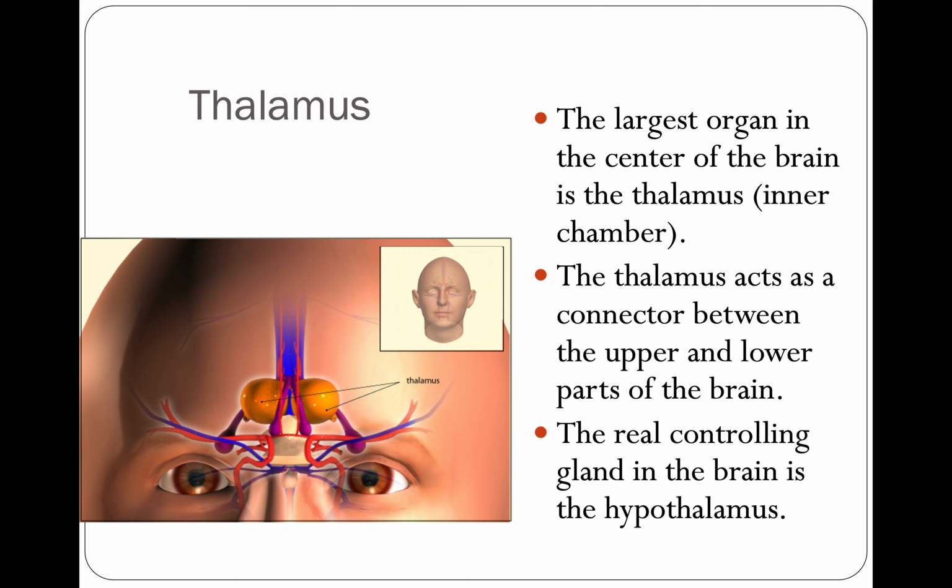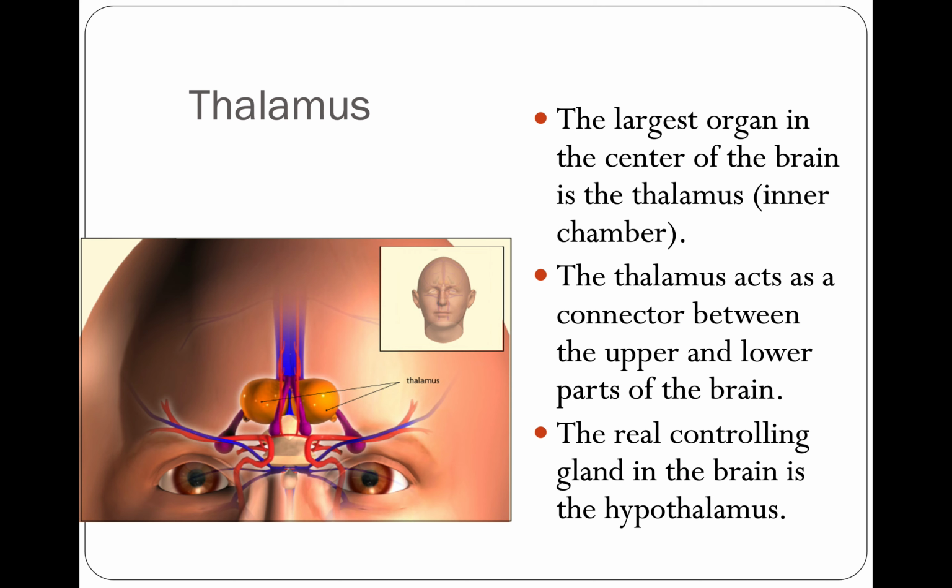The largest organ in the center of the brain is the thalamus. Thalamus means inner chamber. Thalamus acts as a connector between the upper and the lower parts of the brain. The real controlling gland in the brain is the hypothalamus, and the hypothalamus is right under the thalamus. Hypothalamus, of course, means lesser thalamus.